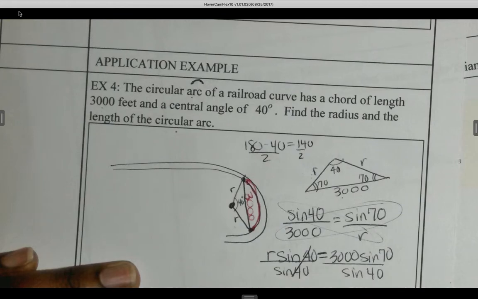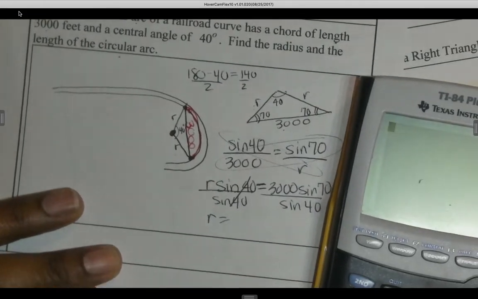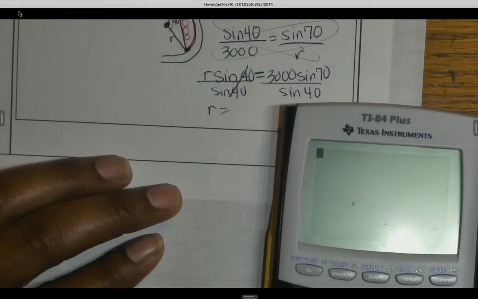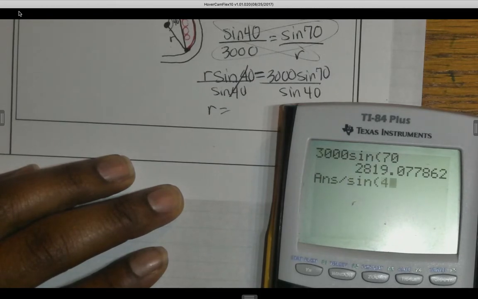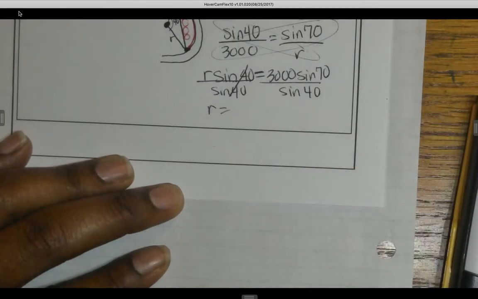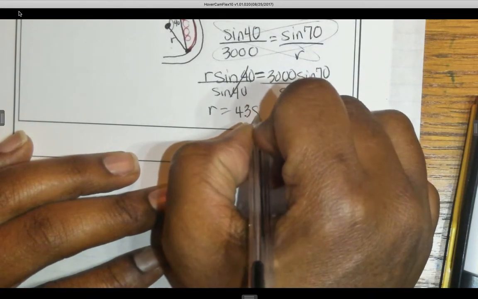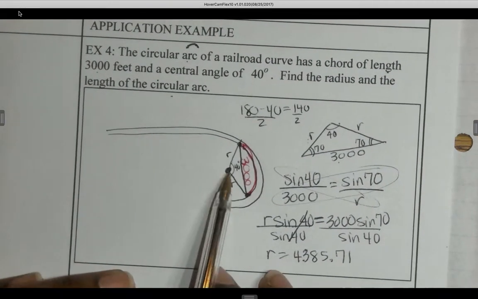Sine 40. And we have that R is, when we type that in the calculator, some decimal number. So we have 3,000 times sine 70, all of that divided by sine 40. So we have that R is 4,385 point about 71. All right, so that's my radius here.